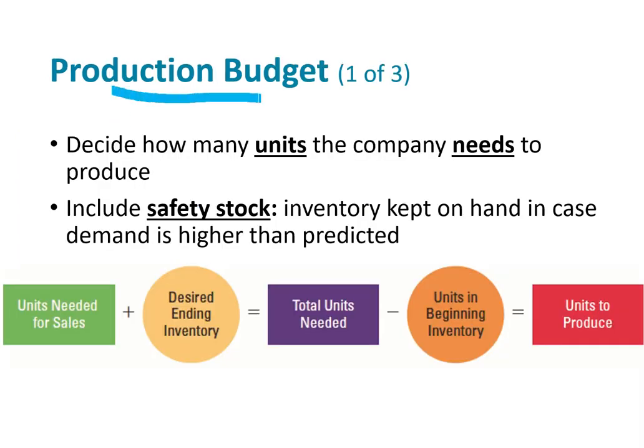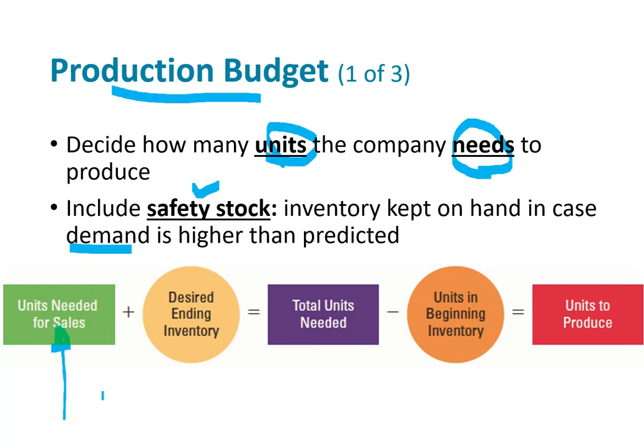Production budgets, which we know now come after the sales, are how many units the company needs to produce. Okay, then this will include the safety stock. In other words, they'll want to keep some extra inventory on hand in case they have a bullish year, or else we have other issues that come up. So this would be the inventory kept on hand in case demand is higher than predicted. Okay, so here's the units that we needed.